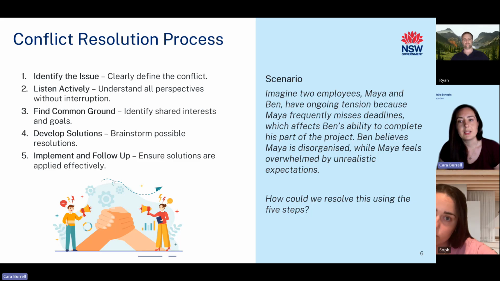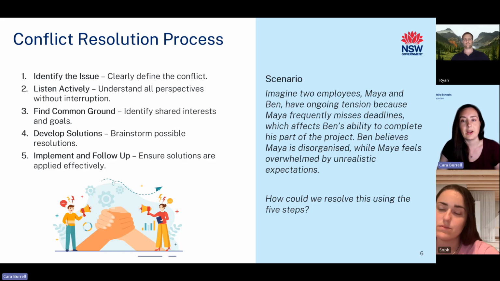Step 5 is implementation and follow-up. So conflict resolution doesn't end when an agreement is reached. The final step is ensuring that the resolution is implemented effectively and remains sustainable. So this involves clearly defining what each party has agreed to do, setting expectations for follow-up meetings and check-ins, addressing any ongoing concerns or roadblocks, and documenting the resolution when necessary. Without follow-up, old conflicts can resurface, and this step ensures accountability and long-term effectiveness.